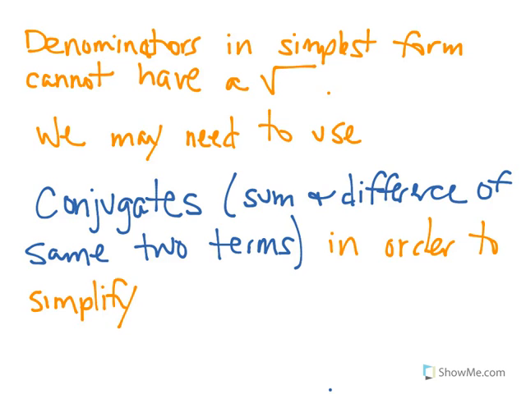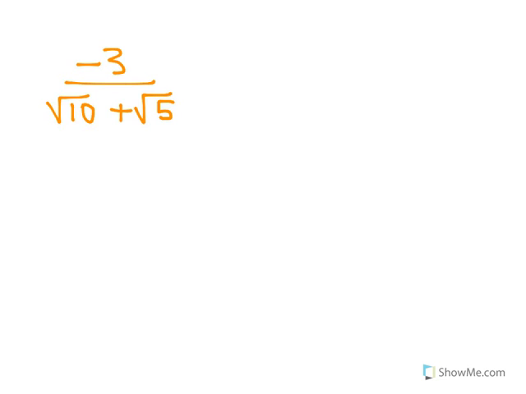But we may need to use what we call conjugates. That's if we have a two-termed radical expression. And conjugates are sums and differences of the same two terms, and we will use those in order to simplify. Because what happens is if we do FOIL using conjugates, because of our opposite terms, we end up dropping out or getting rid of the radical signs. Let's look at an example of that.